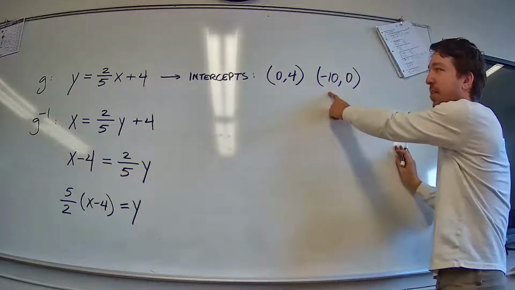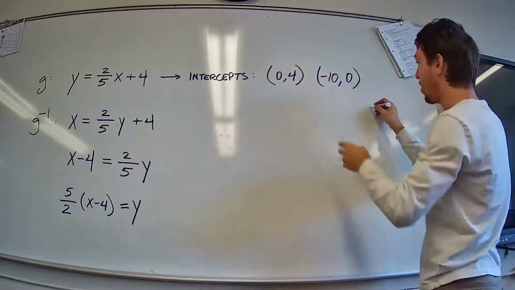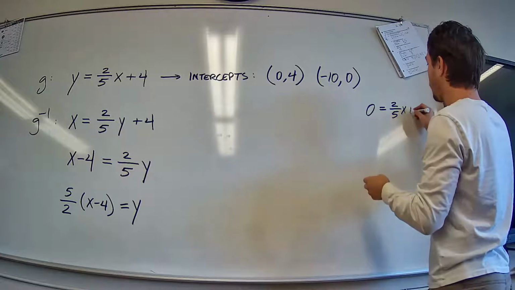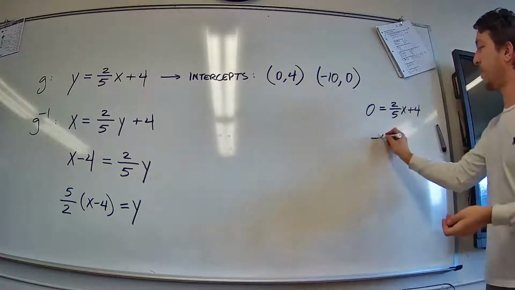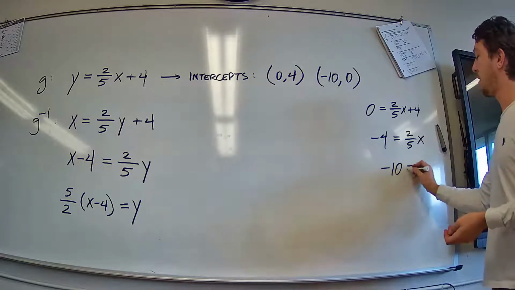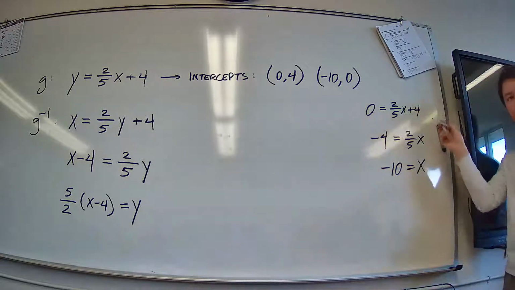Suppose you're having trouble doing that mentally. You would just maybe go off in the margin, go 0 equals 2/5 x plus 4. When you solve that, you of course get -10. Does that clear things up for you guys?